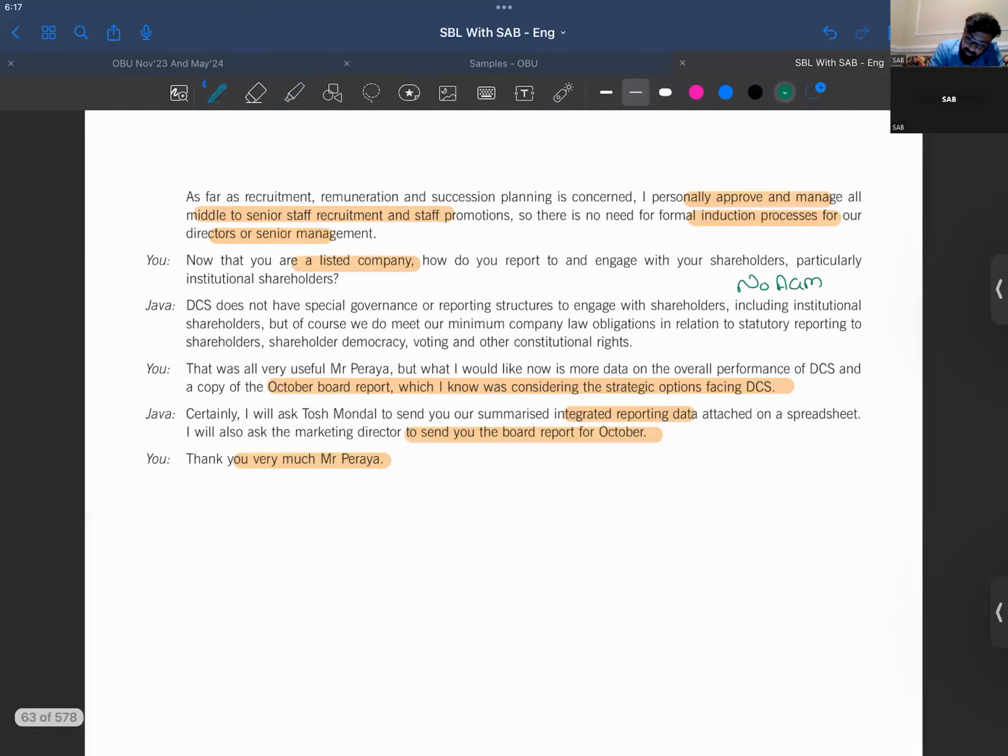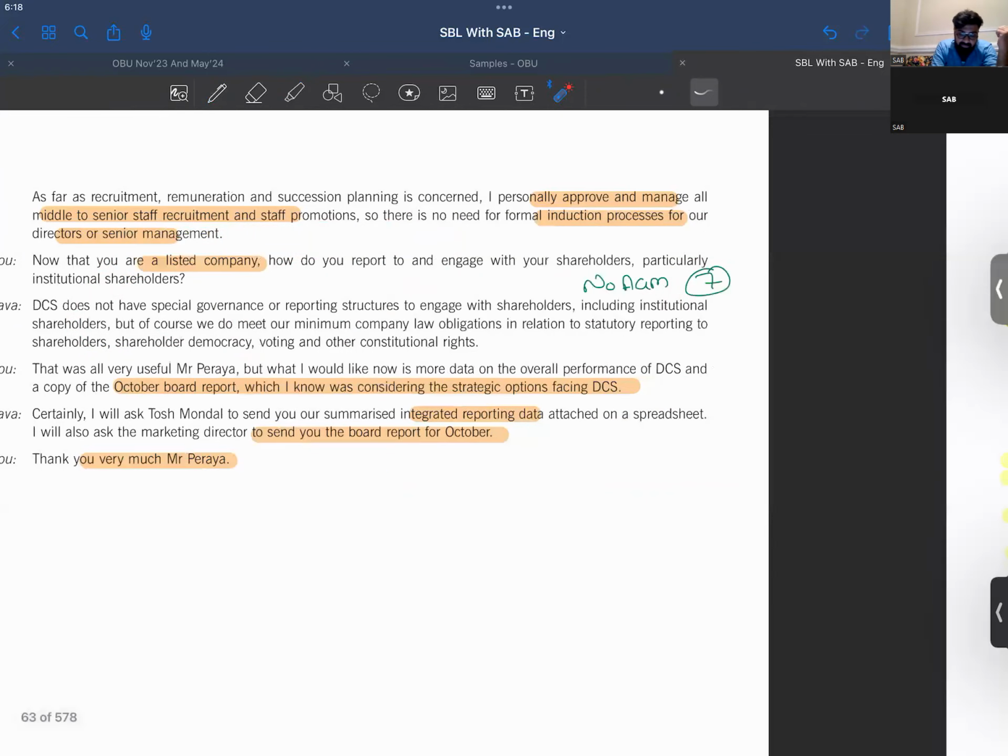So see, without even reading the governance related work, you guys have been able to identify the governance related issues. Without even doing the governance chapter, you have been able to identify this. This is what SBL is, right? There's no theory, there's no nothing. You just need to practice.